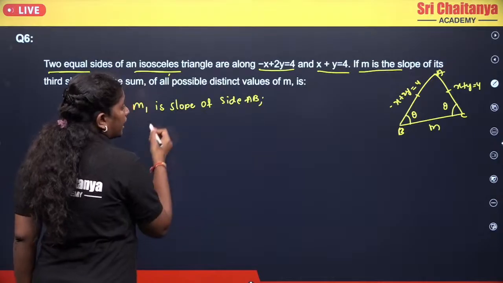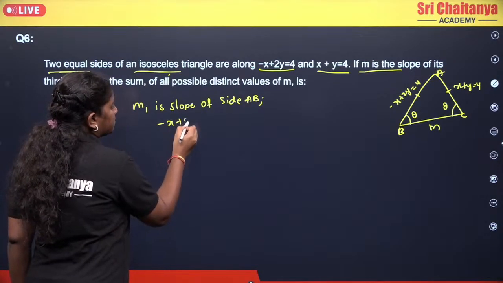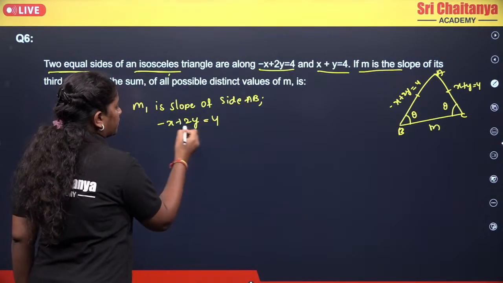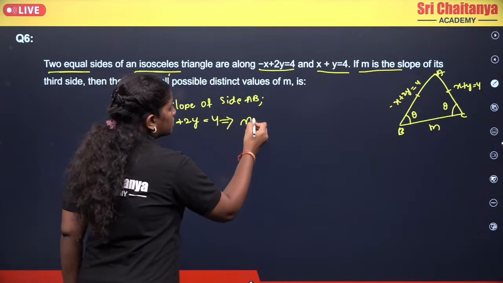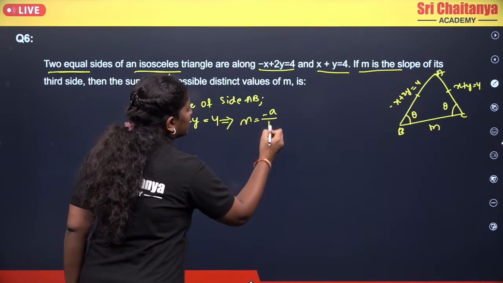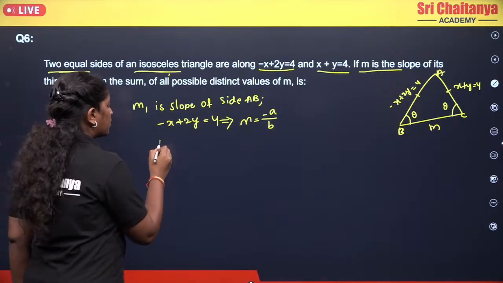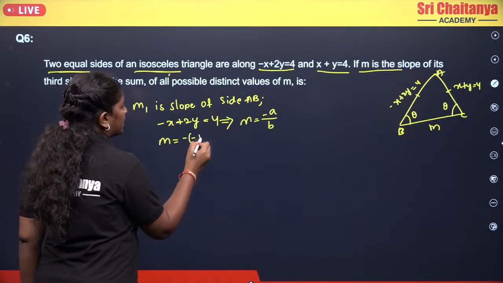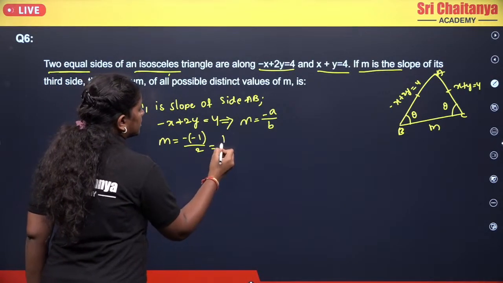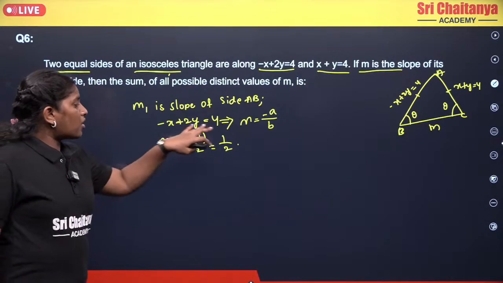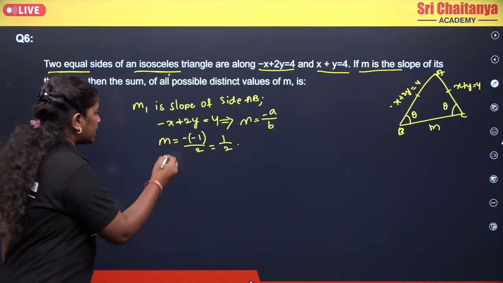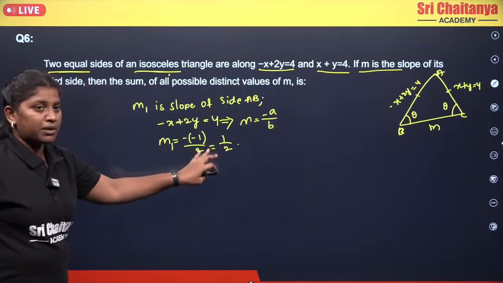Okay, and where AB is represented by minus x plus 2y equals 4. Now what will the slope of this line be? We can use the formula m equals minus a by b. So m equals minus of minus 1 by 2, which is nothing but 1 by 2. Clear about this? So we got our m1 value, which is 1 by 2.